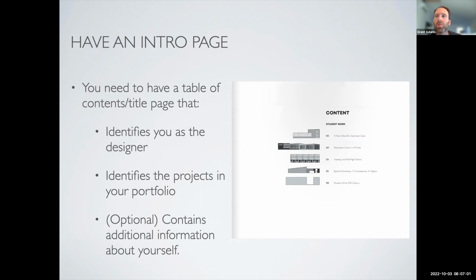So we're going to go through some of the requirements. In a portfolio, you have to have some kind of an introductory page. You can't just open the cover and jump right into the work. We need some kind of a title page or a table of contents page that, number one, identifies you as the designer; number two, identifies the projects shown in this portfolio; and maybe contains some additional information about you or your background, or a brief introduction or something along those lines.